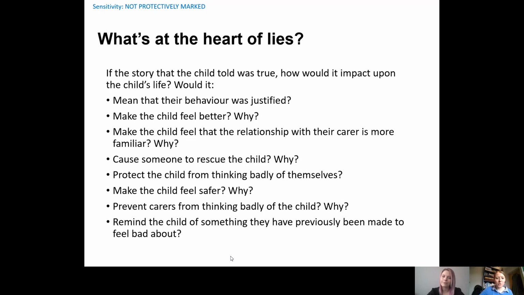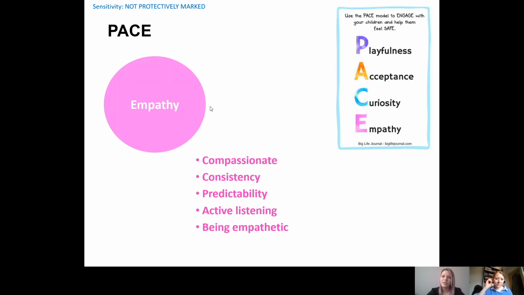So now we're going to move on to empathy. Oh, you're on mute, Felicity. I was only saying that it was empathy that you just said anyway.